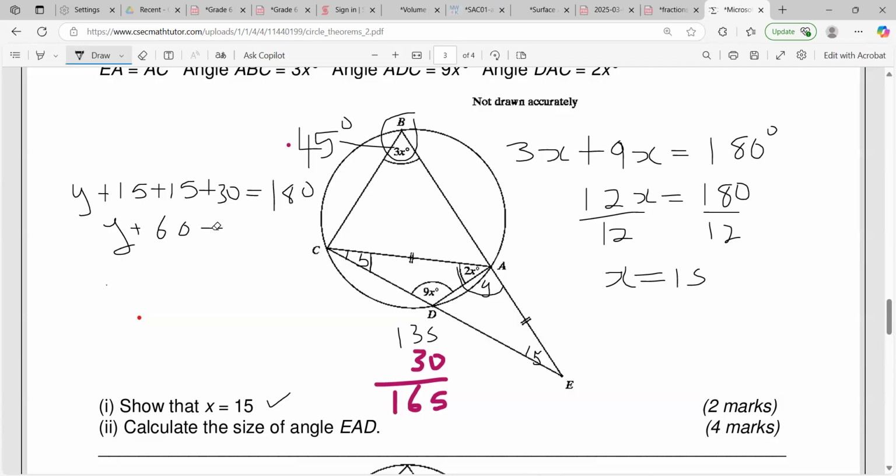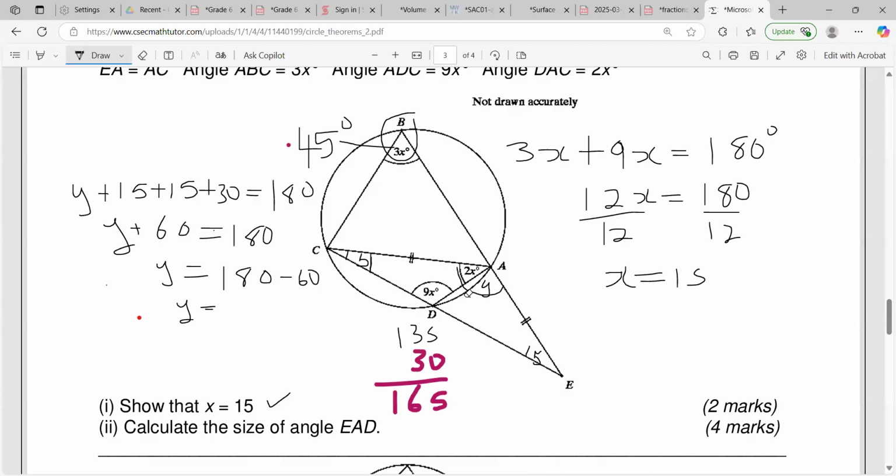That is equal to 180. And then we transpose. So instead of adding, we just subtract 60 from both sides. So that's 120. So that's a very nice one. I like it. It only looks difficult, but when you look at it, they give you some nice proofs.